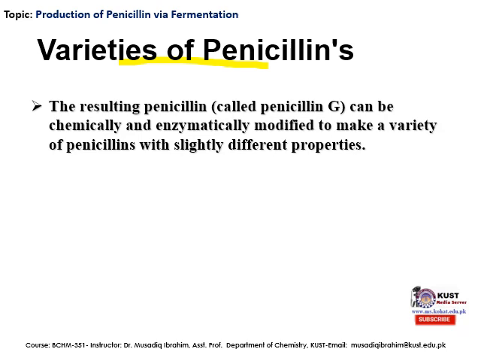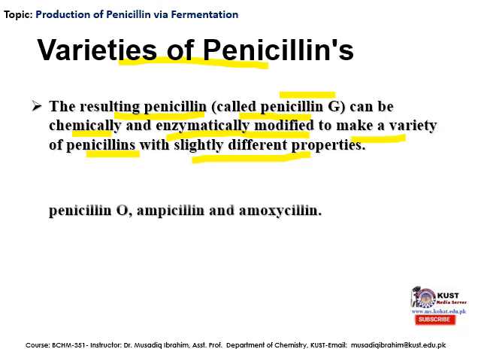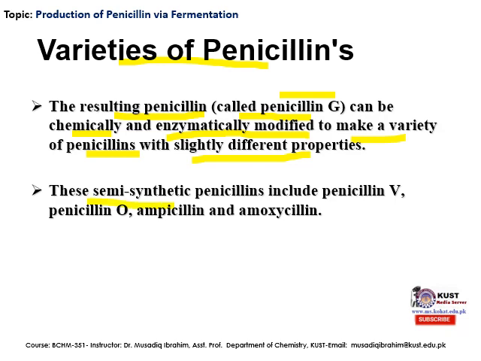So the resulting penicillin, which is produced by the process of fermentation, is called penicillin G, and it can be chemically and enzymatically modified to make a variety of penicillins with slightly different properties. So it means that after the process of fermentation, the end product is penicillin G, but then it is chemically and/or enzymatically modified to form other varieties of penicillin. These semi-synthetic penicillins include penicillin V, penicillin O, ampicillin, and amoxicillin.